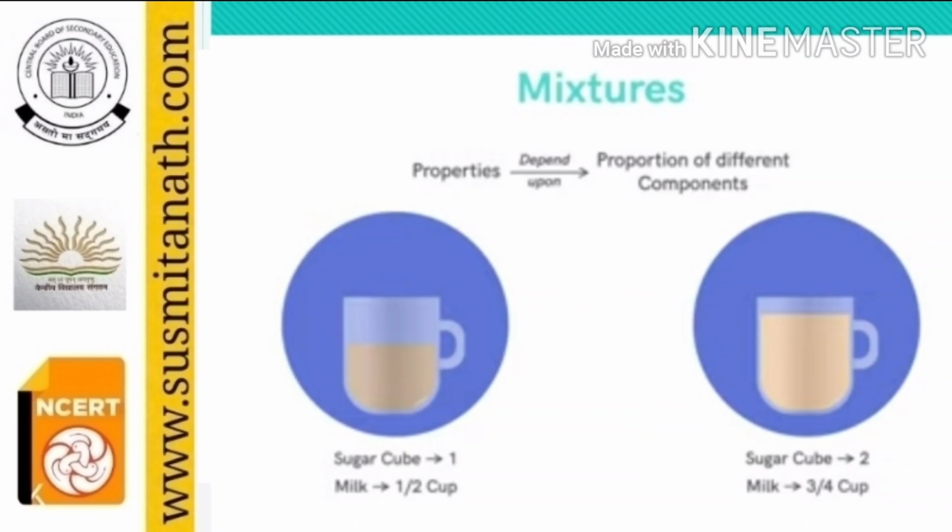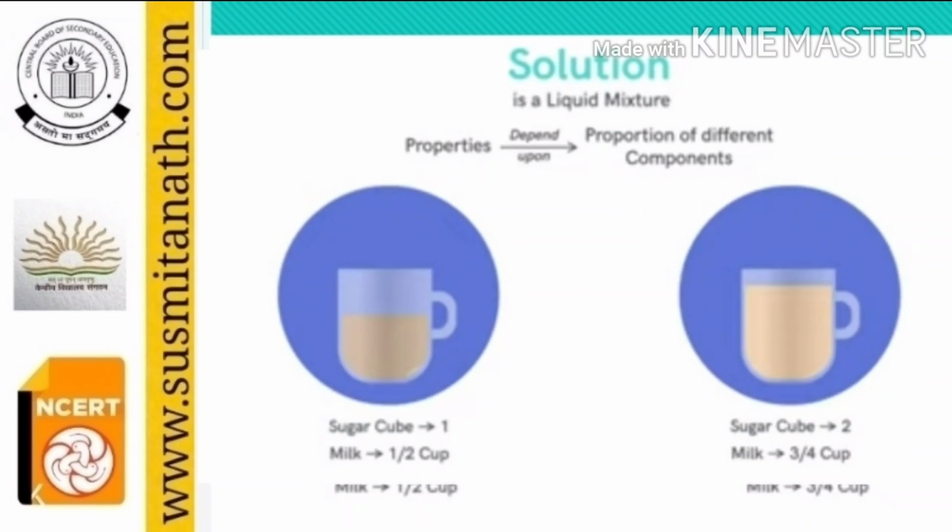In the second cup, where we added 3/4 cup of milk, the color will look lighter because of the presence of more milk. Similarly, if you taste, this cup will taste sweeter because of the presence of 1 extra cube of sugar. So tea is a mixture and both these cups contain tea, but their taste, color and other properties are different. So we can say the properties of a mixture depend on the proportion of different components.